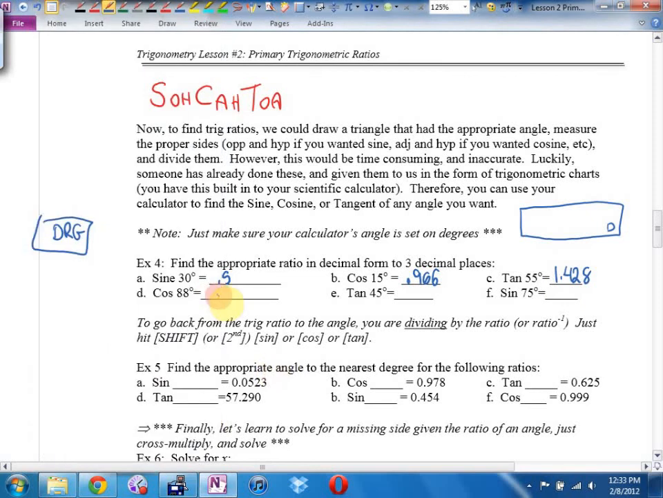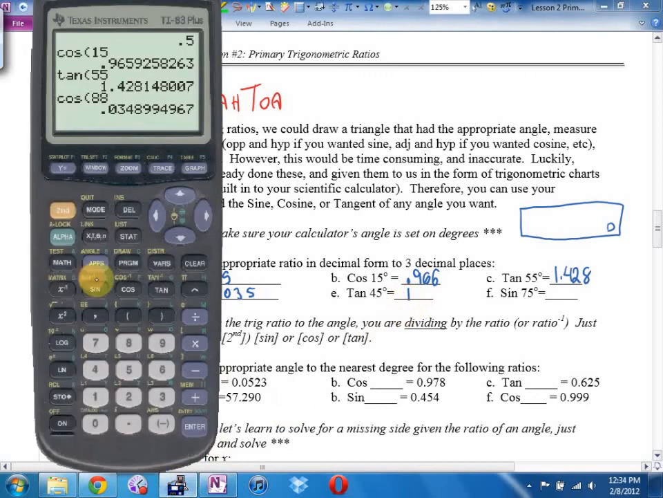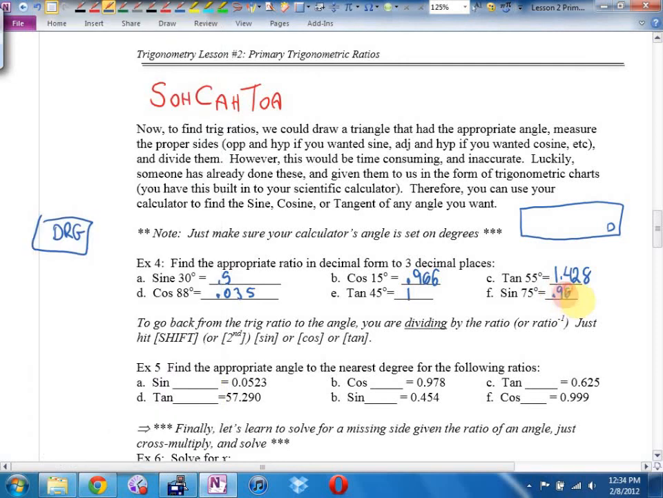0.035. I know tan of 45 is 1. 0.966. I got B 0.966, C 1.428, D 0.035, E 1 exactly, and F 0.966. Yeah? Okay. For C, you put 1.43. I did say to go to 3 decimal places, so 1, 2, 3. It's okay. I wouldn't take marks off, but let's follow the instructions.